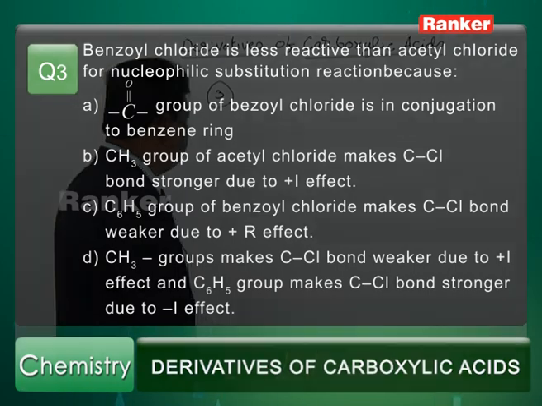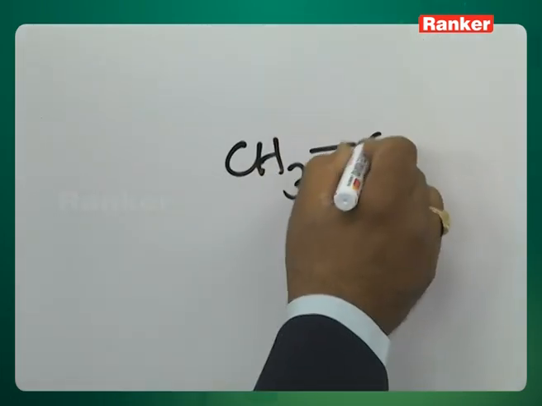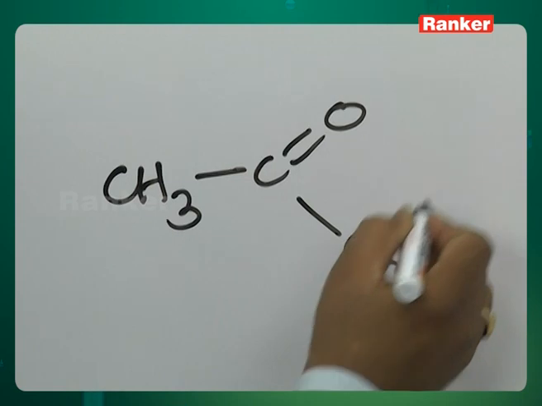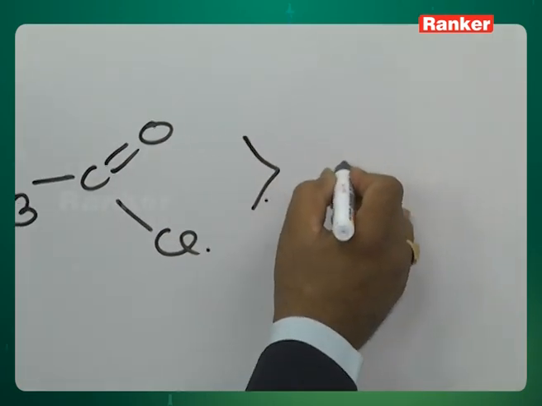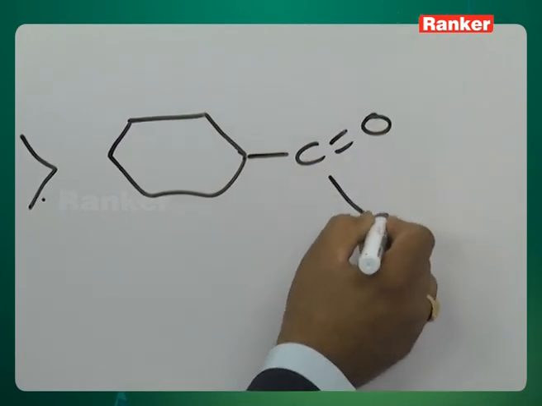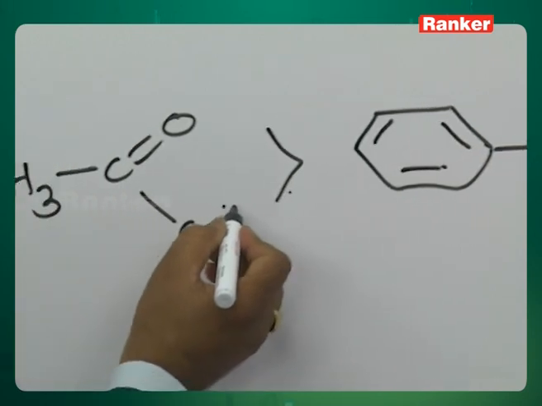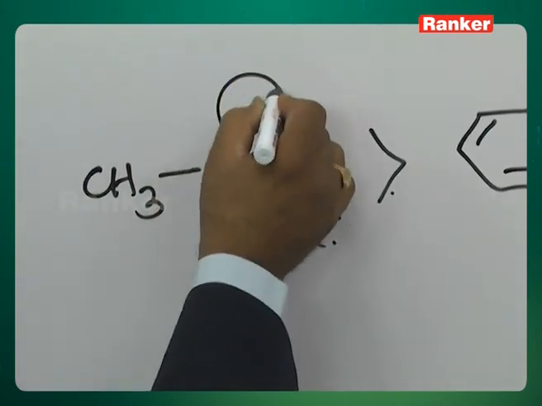Four options are given. So, what is happening here? CH3COCl is more reactive than C6H5COCl. There is a good resonance between this lone pair and the double bond.